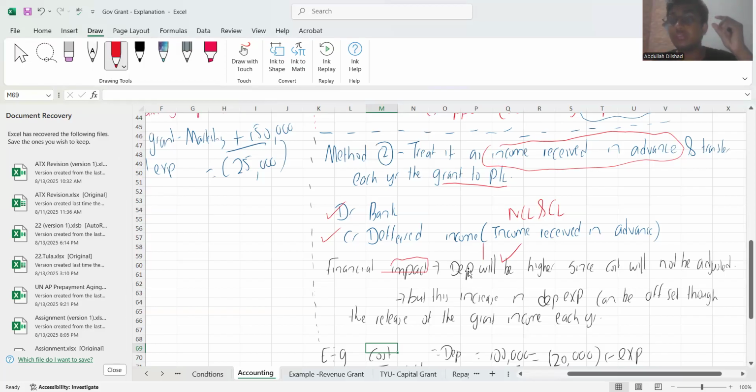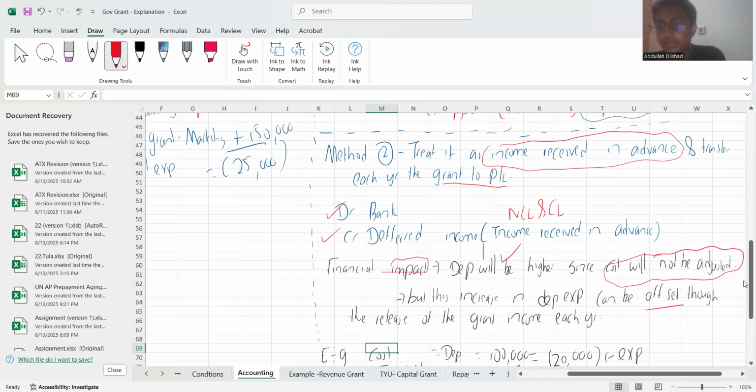You all went and reduced the grant from the cost. In this, you all won't be doing that. You will just take it simply as it is, right? So depreciation will be higher, right? Why? Because your cost will not be adjusted, right? But this increase in depreciation can be offset.